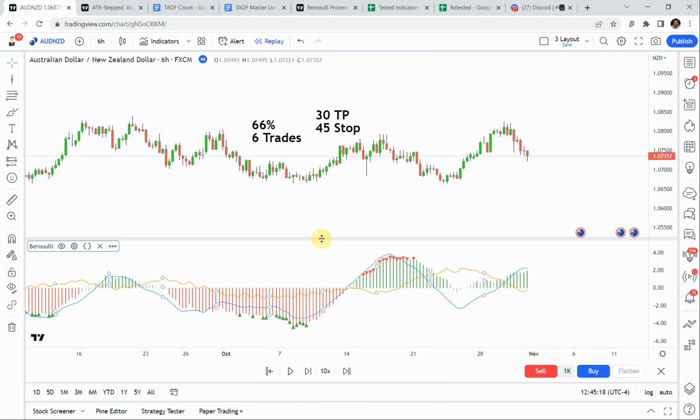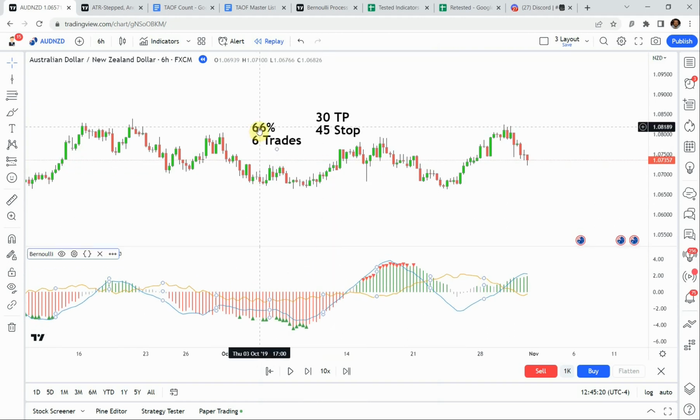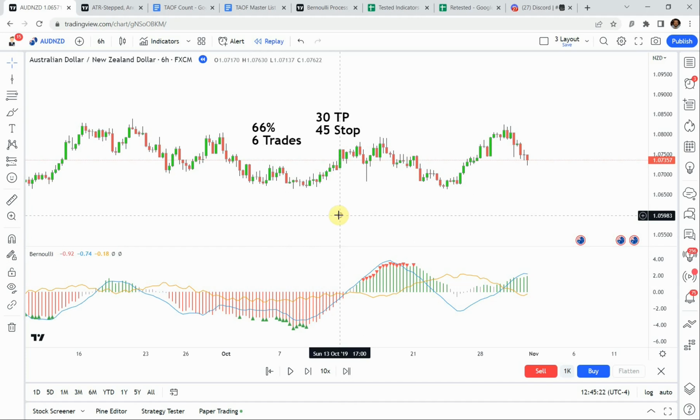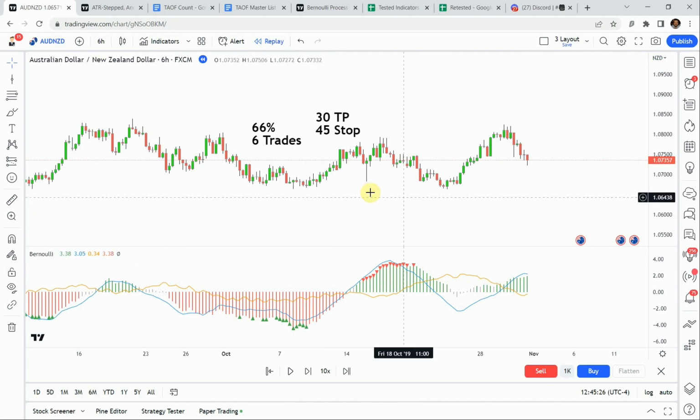In the original testing, it did a 66% with 6 trades in the 1 year's time. So we did move it down to a lower time frame, the 6-hour time frame, and we adjusted the stop and take profit. You can see them here.